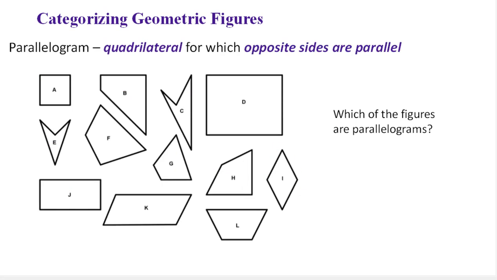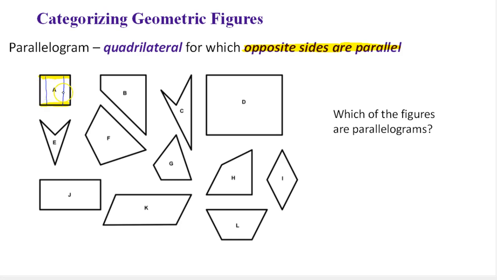Let's look at the next type. Parallelograms are quadrilaterals for which opposite sides are parallel. So we already know they're all quadrilaterals. Let's think about what it means for opposite sides to be parallel. So let's look at the square. These are opposite sides, on the opposite side of the figure. And parallel means that one way to think about it is anywhere you look along this side, the distance from this side to the other side is the same. So this distance is the same as this distance.